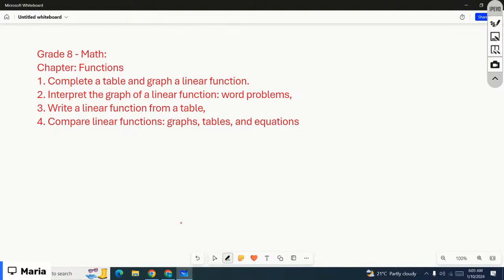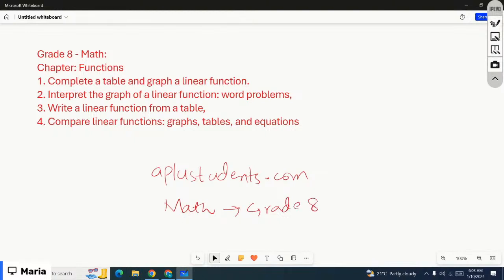You can find all the lessons on aplusstudents.com. You have to log in there using your email address, and the password is provided by the administrator. Then select Math from the subject tab, scroll down to Grade 8, and click on View All Lessons. There you can find a list of the chapters.